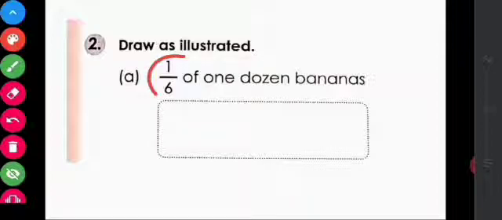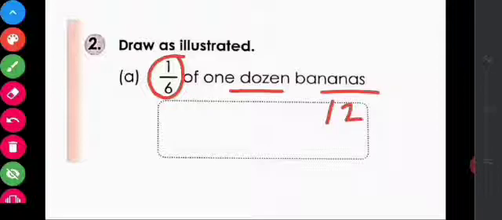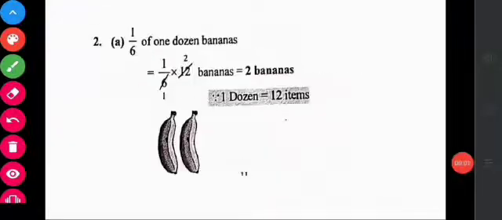1/6, that is 1/6 of 1 dozen bananas. 1 dozen, how many items? It is 12 items. So see the solution. 1/6 of 1 dozen bananas. So write 1/6 times 12 bananas. Cancel these two terms, 6 and 12. 1 six is 6. 2 sixes are 12. So 1 times 2 is 2 bananas. So 1/6 of 1 dozen bananas is equal to 2 bananas.